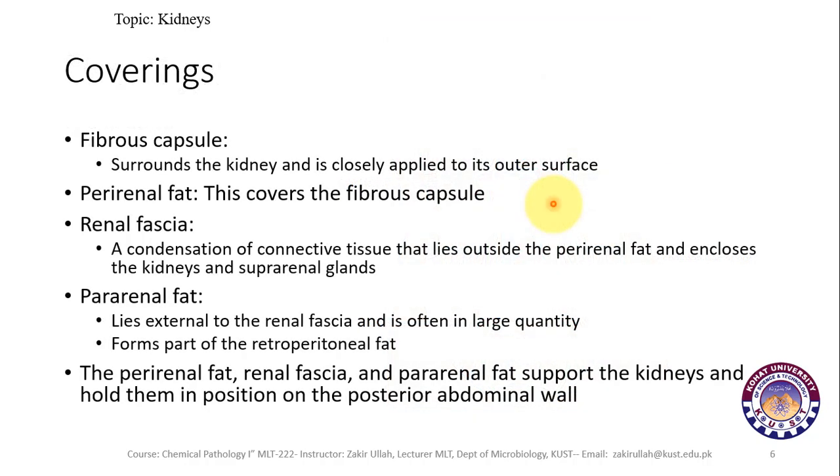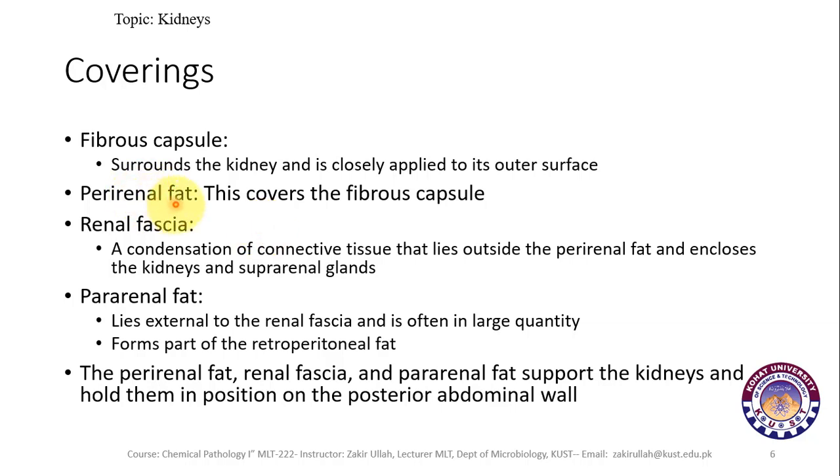The coverings of the kidneys. The first one is the fibrous capsule. This capsule surrounds the kidney and is closely applied to its outer surface. Then after that there is the perirenal fat. First is the fibrous capsule, and outside this fibrous capsule there is fat.